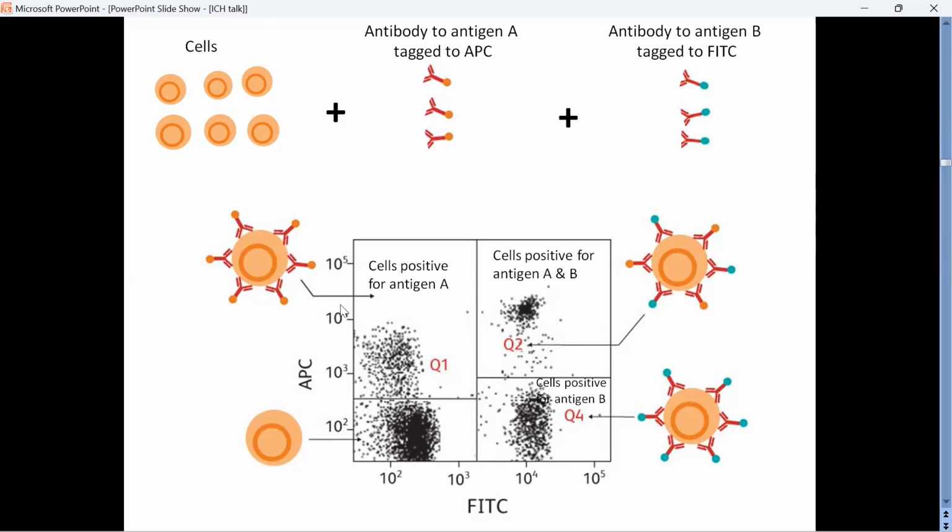It's basically an x-axis marker and a y-axis marker. Population falling here is positive for both x and y-axis markers. Population falling here is negative for both x and y-axis markers. Population falling here is positive for x and negative for y. And cells falling here are positive for the y-axis marker and negative for the x-axis marker.